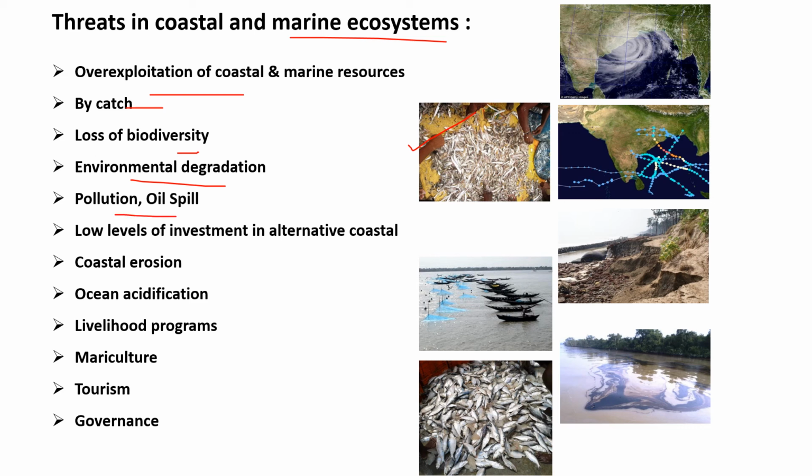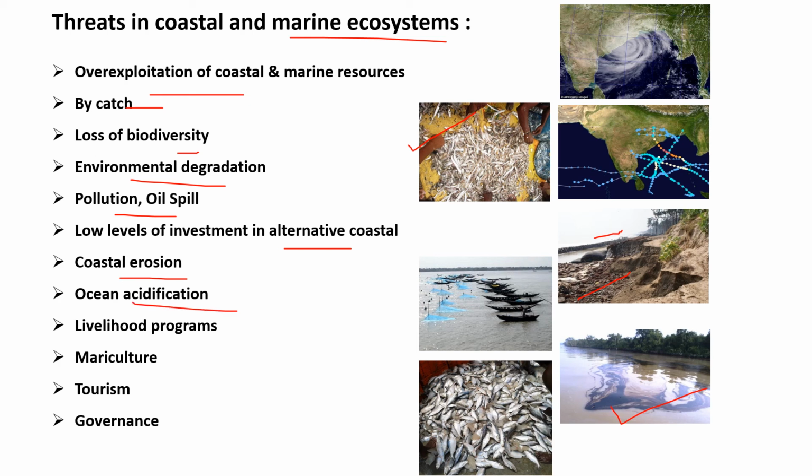And pollution, oil spills, are a very big problem in the marine system. Then coastal investment, and then coastal erosion. Erosion is very prominent, so beach lands are degraded due to coastal erosion. Temperature is rising, sea level is rising, and coastal ecosystems are eroding.